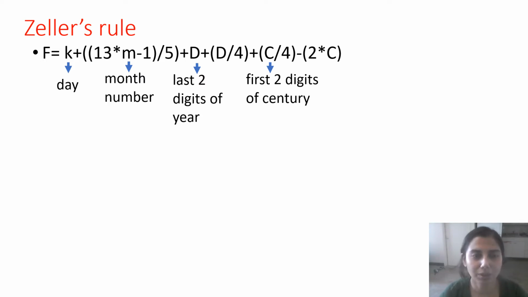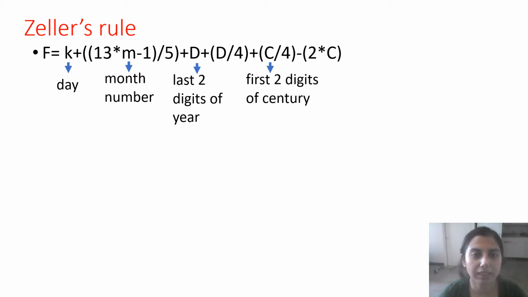For Zeller's rule, let's consider a specific unknown value. We will call this f. To calculate f, what do we need? We need the day in the date you have, and we need the month number. So what will be the month number for January? What will be the month number of February? And so on and so forth. We will come to the month number in a few minutes.